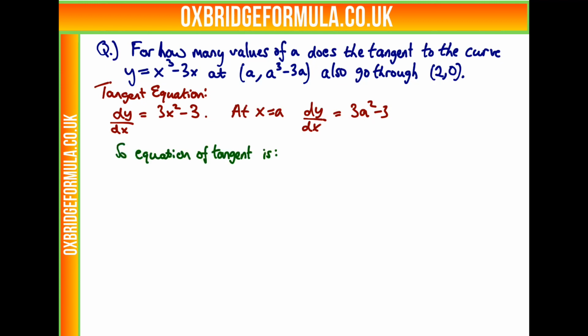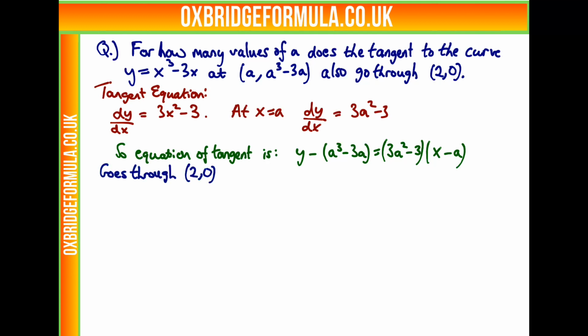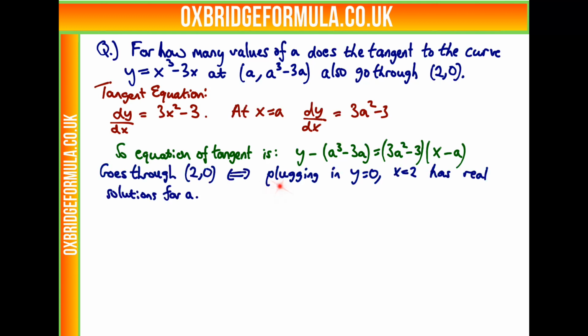So the equation of our tangent would be y minus y1, which is the known y coordinate, is equal to the gradient times x minus a known x coordinate. So it would be y minus (a cubed minus 3a) is equal to (3a squared minus 3), which is the gradient, times (x minus a), which is our known x coordinate. So what does it mean for it to go through 2, 0? Well, it goes through 2, 0 if and only if plugging in y equals 0 and x equals 2 gives us a real solution for a.